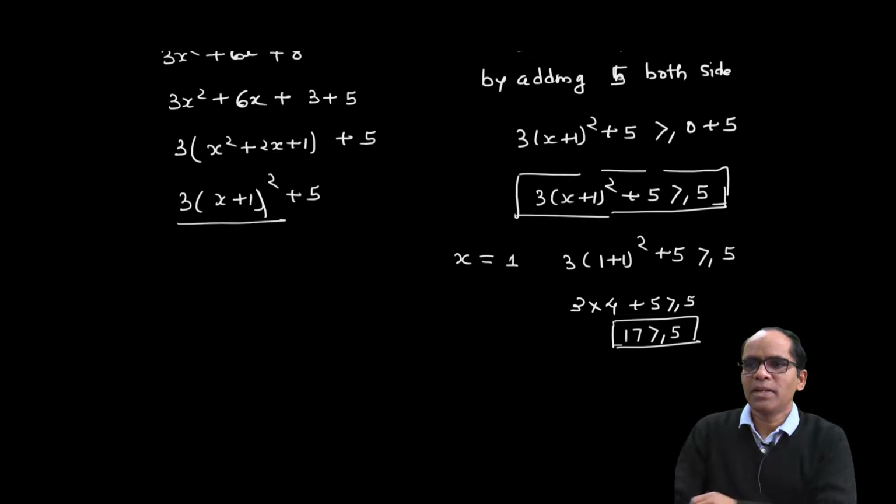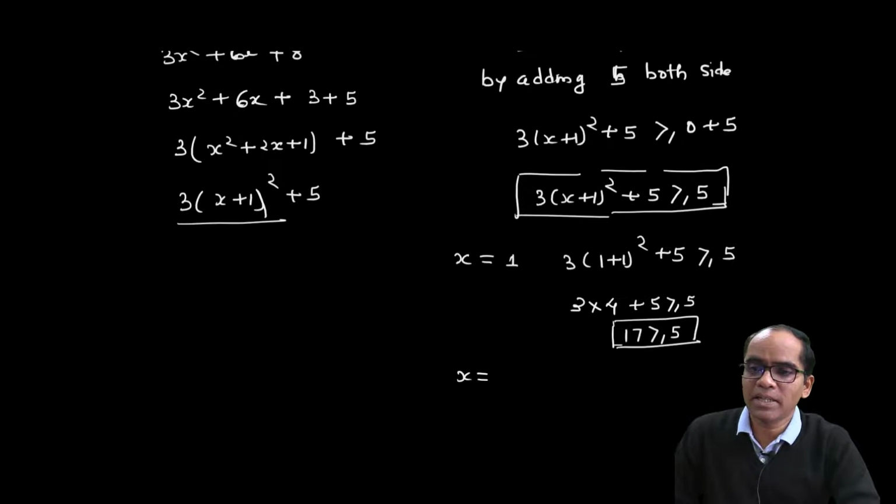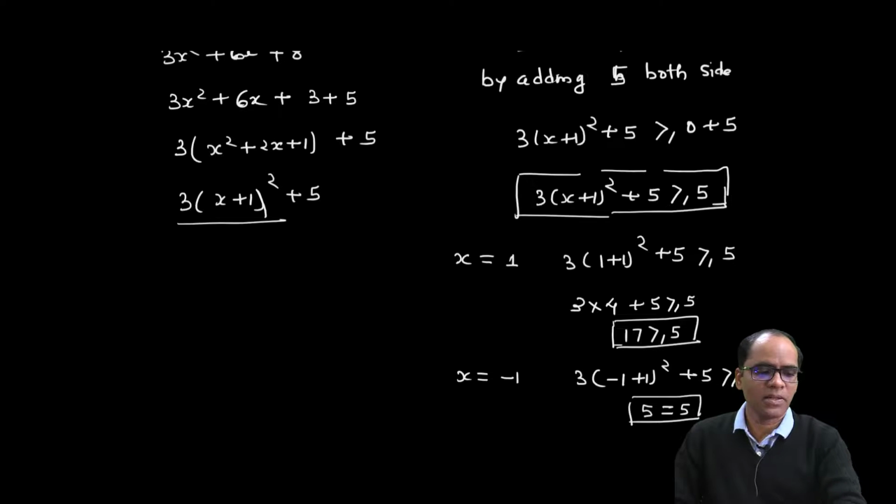Okay. Now if you put the value of x equal minus 1, in this case 3(minus 1 plus 1) square plus 5 greater than equal to 5. So minus 1 plus 1 will become 0. So this will be 5 equals 5, okay. So with this example, if you put x equal to minus 1, we get 5 equal to 5, a statement of equality.